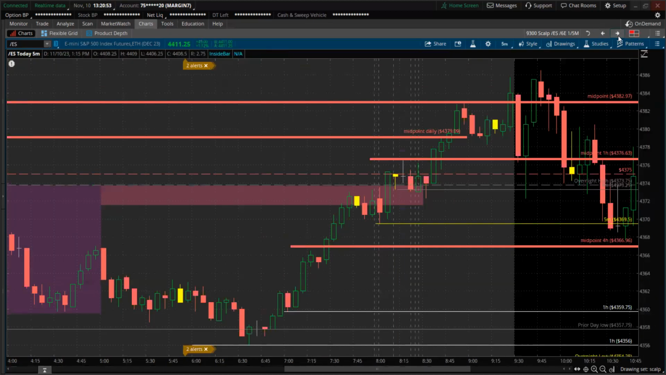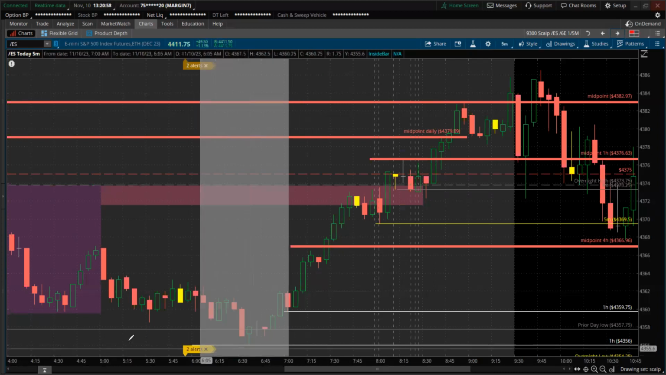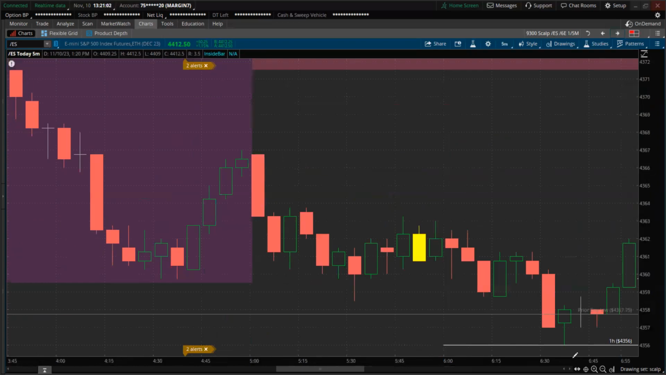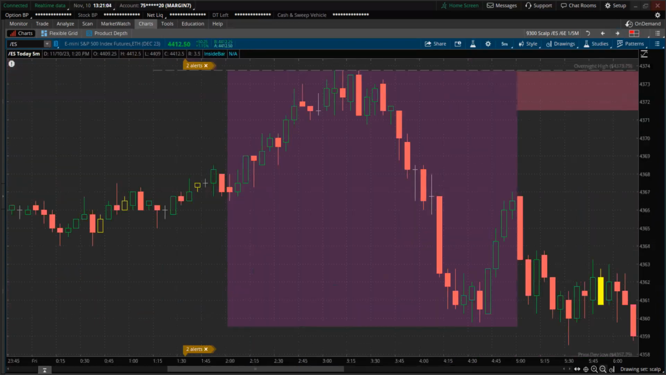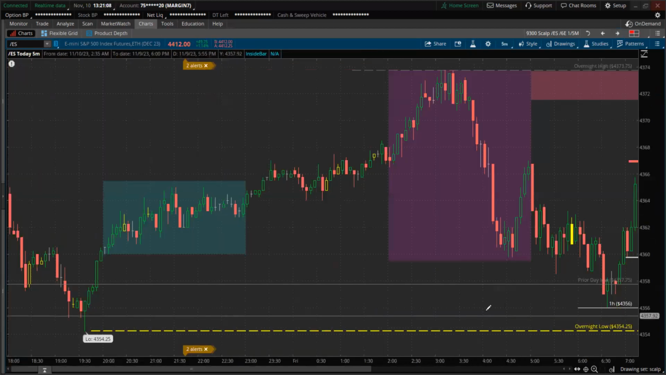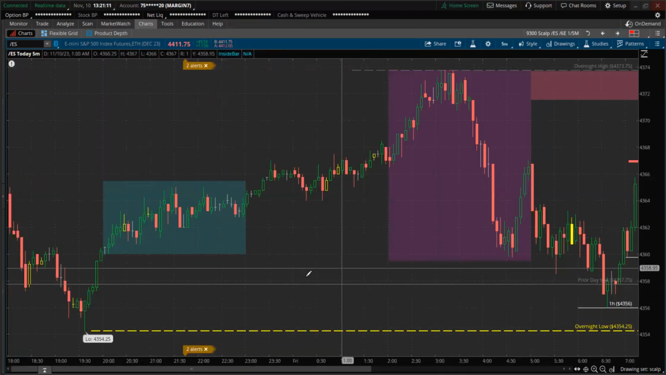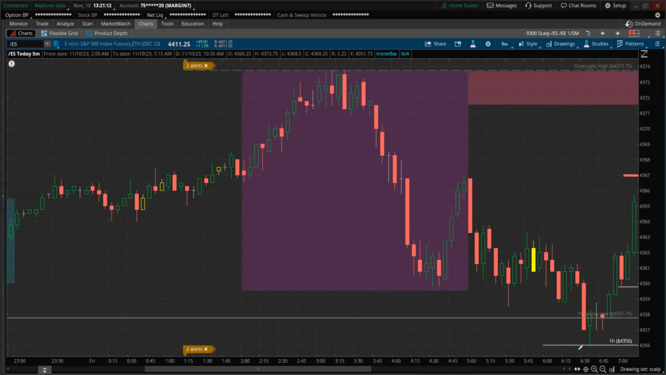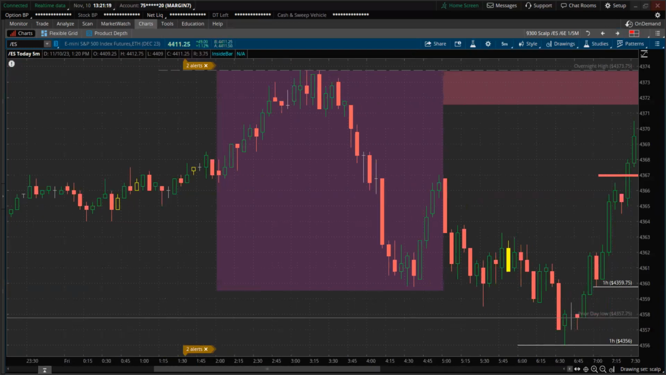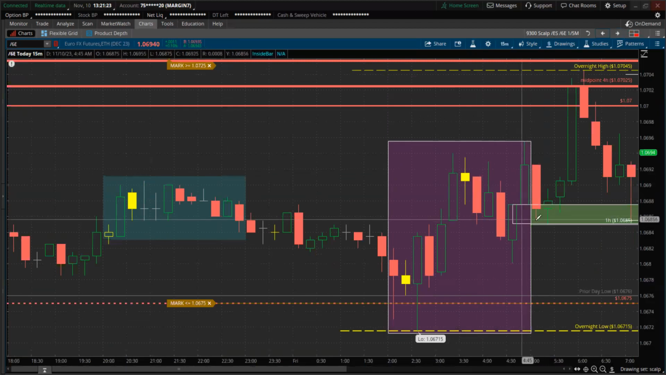Next candle. Oops, too fast. Apologize. Take it back a little bit more. There we go. Zoom in some more. Continue going forward. Oops, that was the wrong one. Right there, there we go. Back on the euro. I apologize about that.